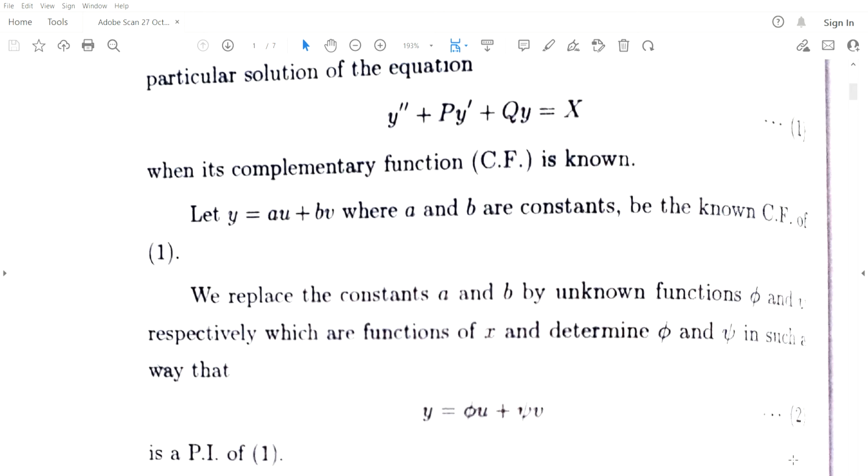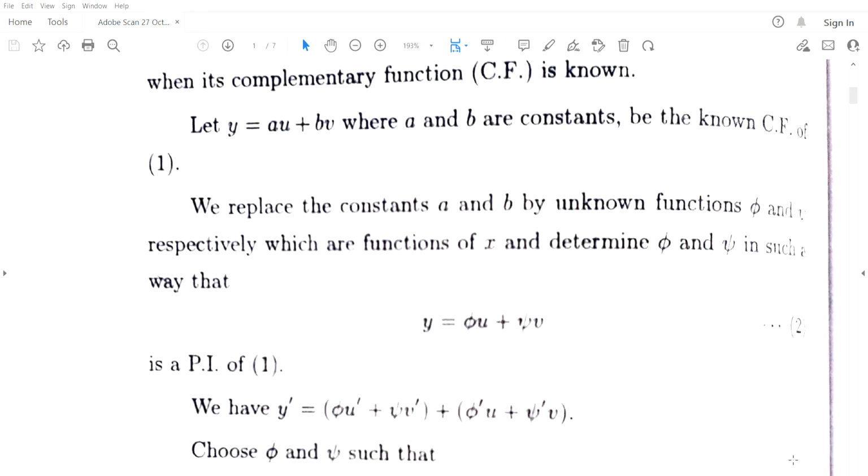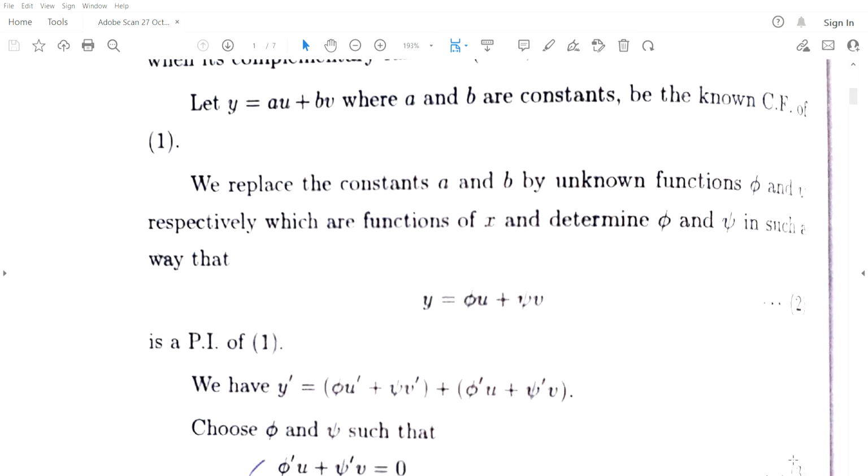Now this method says that first we will replace a and b by two unknown functions of x, phi and psi, so that phi and psi are functions of x, and we determine phi and psi in such a way that y is equal to phi u plus psi v is the particular integral of the equation.